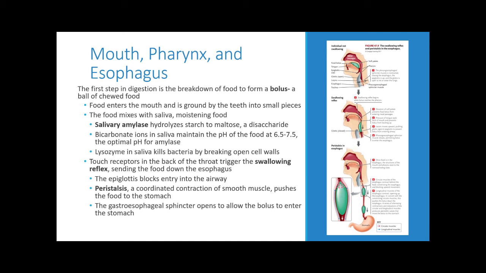The bolus is actively pushed through the esophagus by peristalsis, a coordinated contraction of circular muscles. When the bolus reaches the end of the esophagus, the gastroesophageal sphincter opens to allow entry to the stomach. In certain individuals, this sphincter doesn't close completely, and stomach contents can enter the esophagus in a condition known as acid reflux.